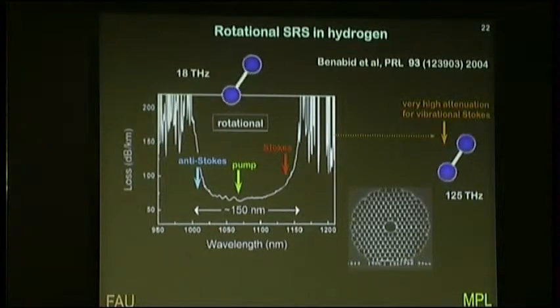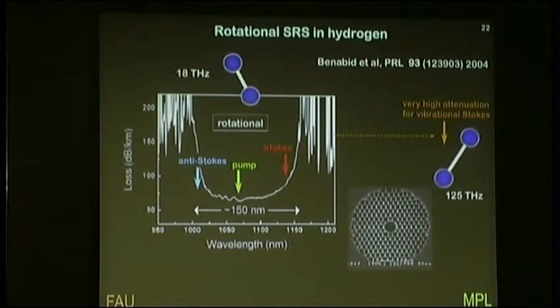Now this means that we have a built-in filtering which allows us to strongly suppress the normal vibrational Stokes band, with 125 terahertz, which is much further outside. Normally that's the one you see. We can now focus on rotational and just basically ignore the vibrational, because once its head comes up, it gets hit by the attenuation, so it doesn't have a chance to become stimulated.